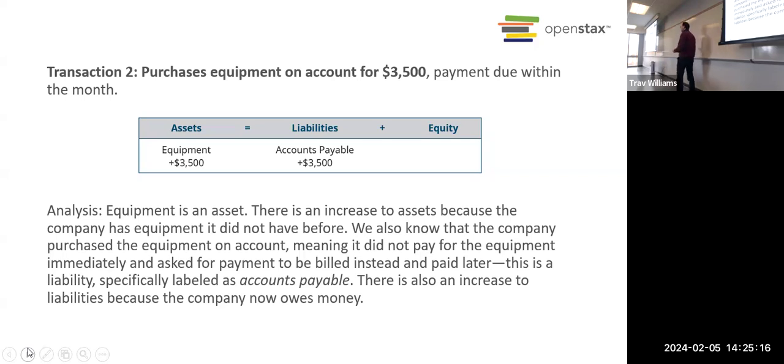Or sometimes, and we saw this last week, you might have an asset going up and another asset going down. Or you might have a positive change to liabilities and also a negative change. Liabilities or equity, since they're both on the equal sign, they can offset each other as well. So any transaction, regardless of which accounts it's impacting, the accounting equation will still stay in balance.